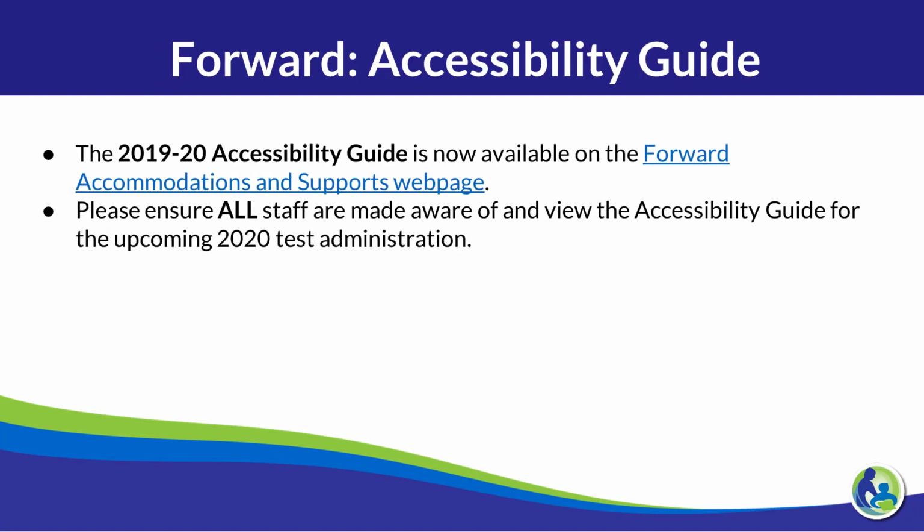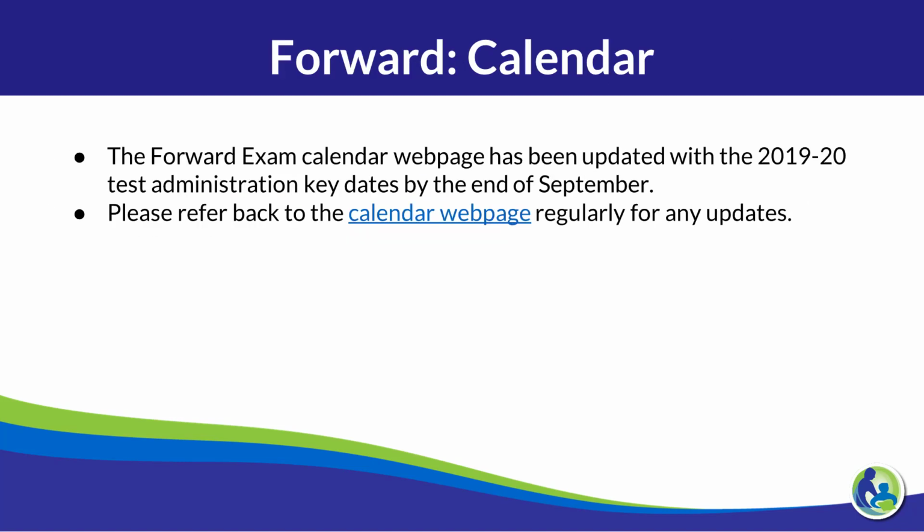And the Forward Accessibility Guide, we released that at the end of August this year. We've been trying to make sure we get that out as early as possible so that educators and special education teams, when they're putting together IEPs and plans, have that and can use it as a resource to figure out what accessibility features a student needs and document that. So make sure your educators know this is available on the Accommodations and Supports webpage. We do also have the calendar webpage, which has been updated with key test administration dates, and check that regularly for other updates as well.